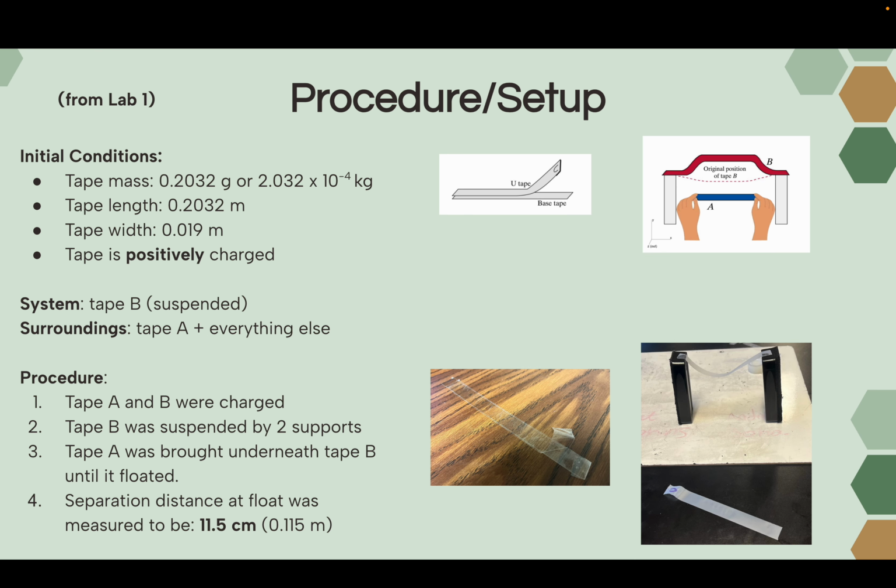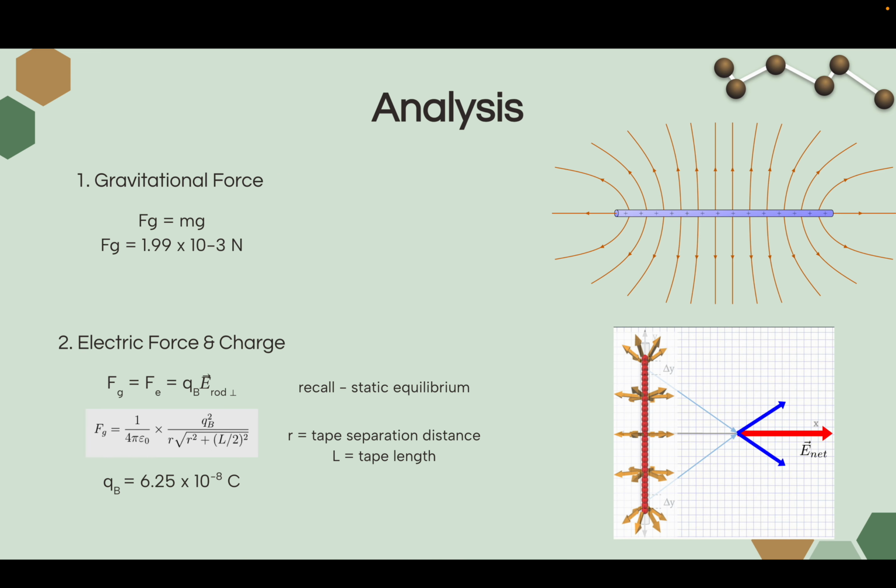Our procedure and setup were the same as Lab 1, where tape mass was 0.2 grams, tape length was 0.2 meters, tape width was 0.019 meters, and our tape was positively charged. Our system was tape B, while our surroundings were tape A and everything else. The procedure was that tape A and B were charged, tape B was suspended, tape A was brought underneath tape B until it floated, and then the separation distance was measured.